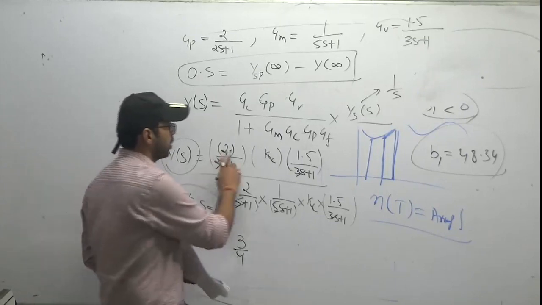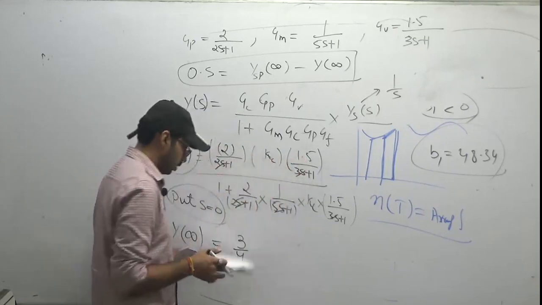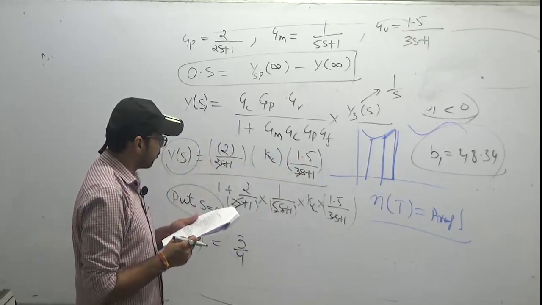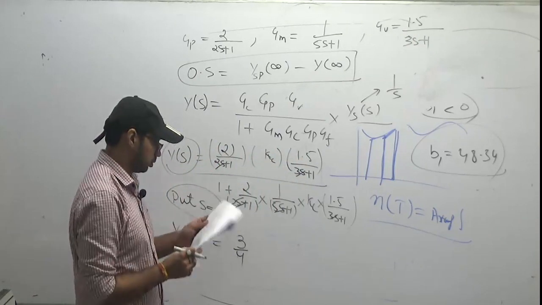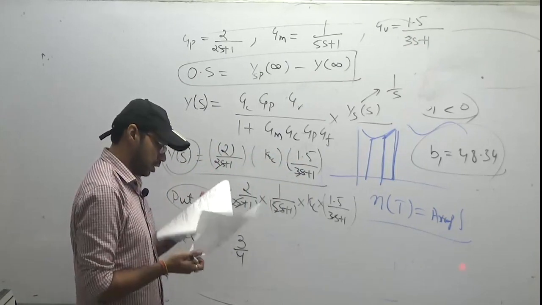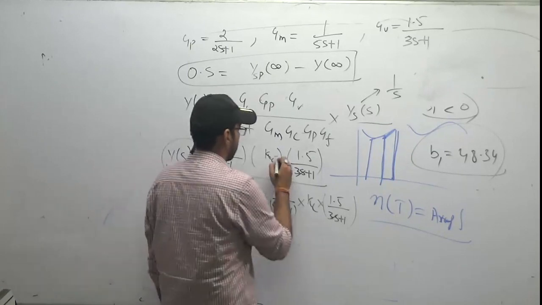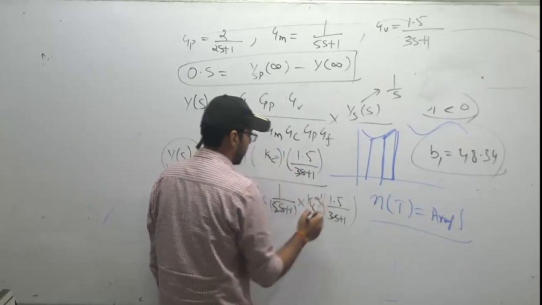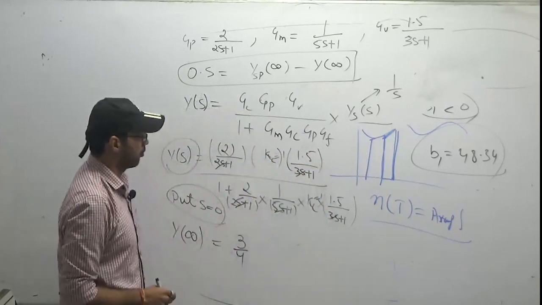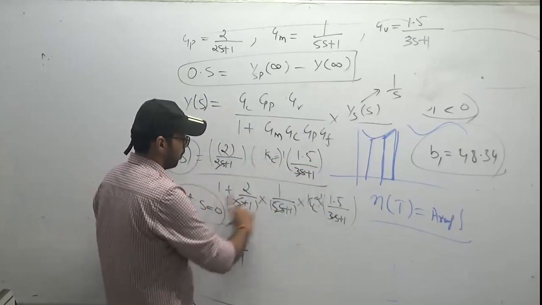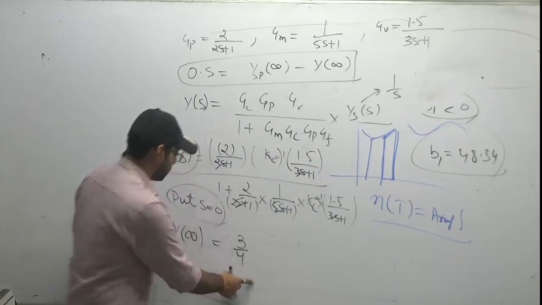See, you have 2 into 1.5 into Kc, right? And the value of Kc here is what? I think they have given the value of Kc. Yes, Kc is equal to 1. So you can take Kc as 1. From there you will get 2 into 1.5, which is 3. 1 plus 3, 4. This is the value that you are getting.